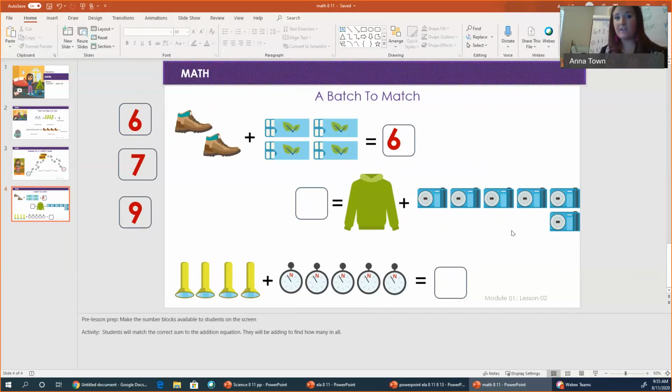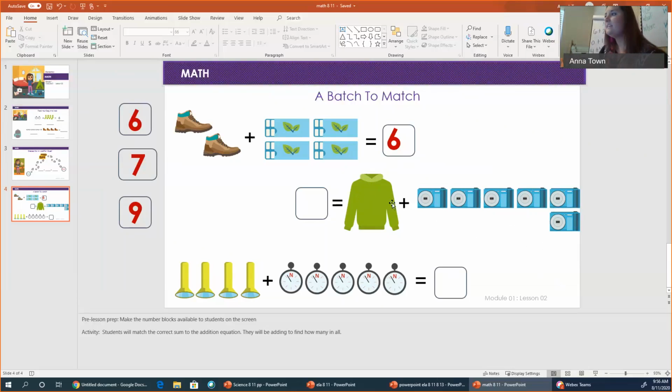Show me on your fingers how many jackets you have. 1 jacket. This is your add-in. Now we're going to find how many cameras you have. So show me on your fingers how many cameras are represented. Good job. I should see 6. 1, 2, 3, 4, 5, 6.